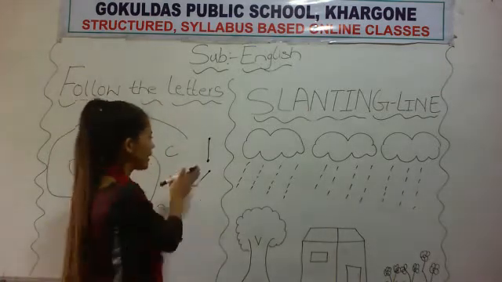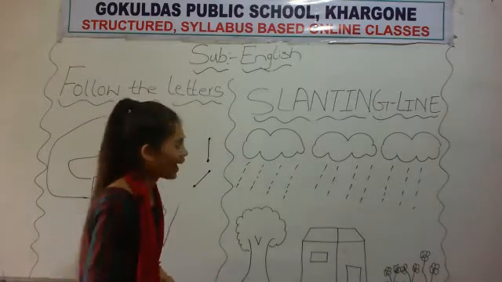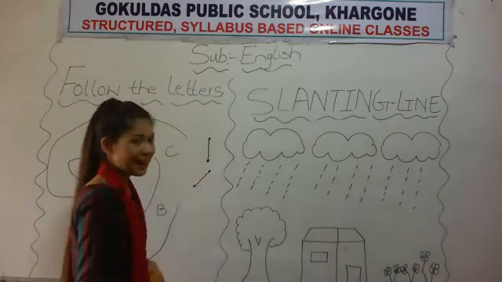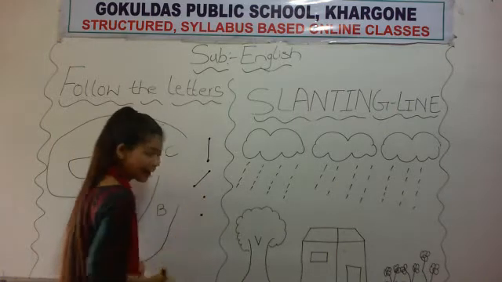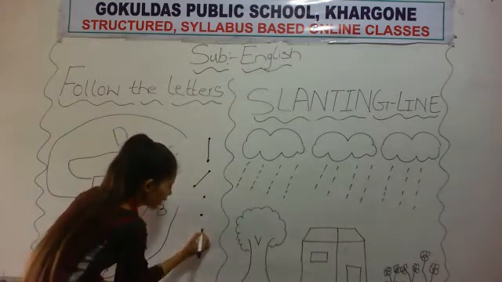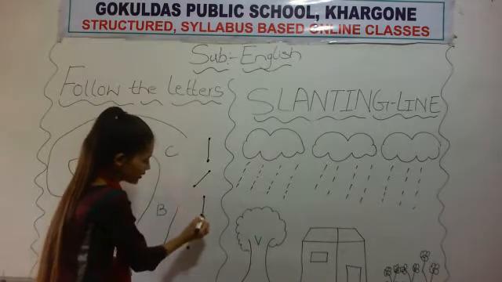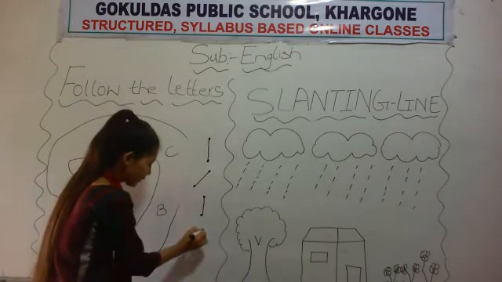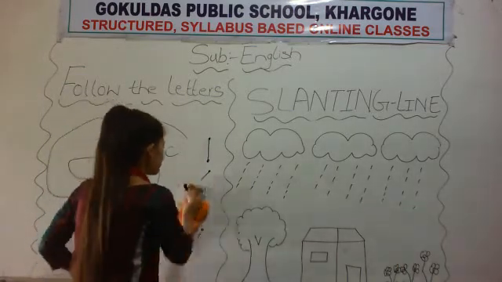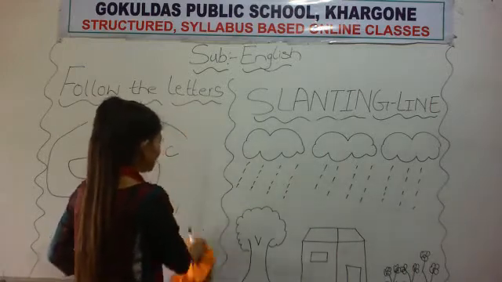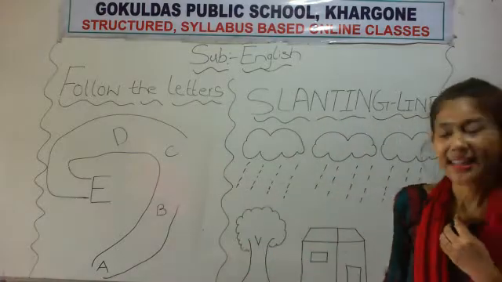Don't be confused. Okay, standing and slanting. This is standing line and this is slanting line. The standing line dot should be this one, and slanting line one here and one here. This is called standing line and this is slanting line. So today we are going to learn slanting line, how to make a slanting line.